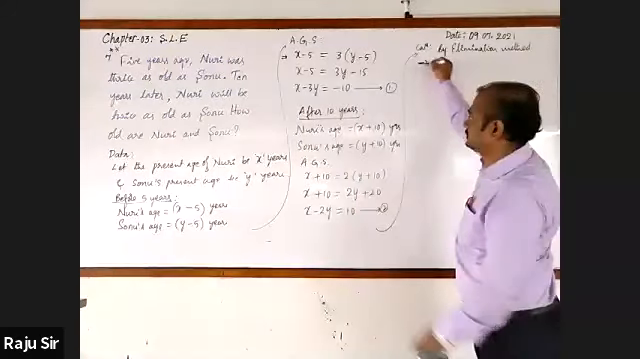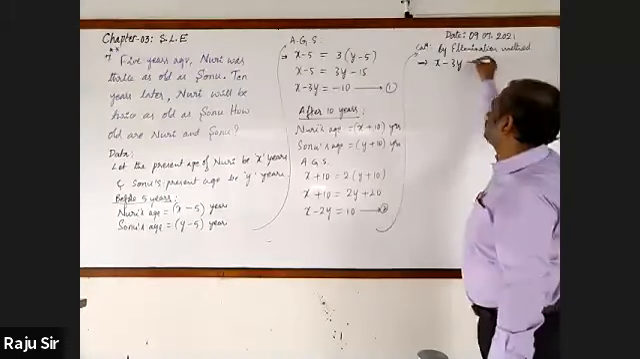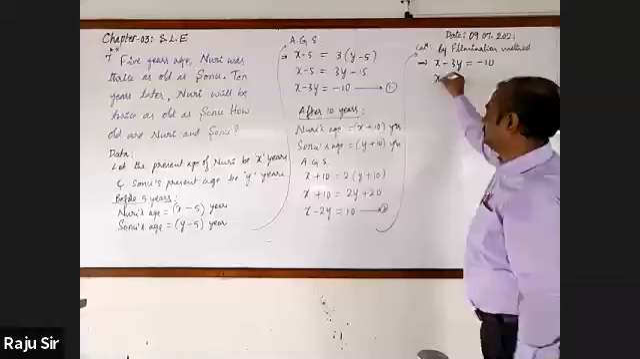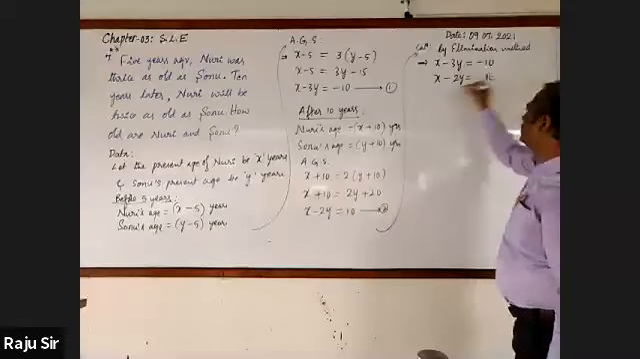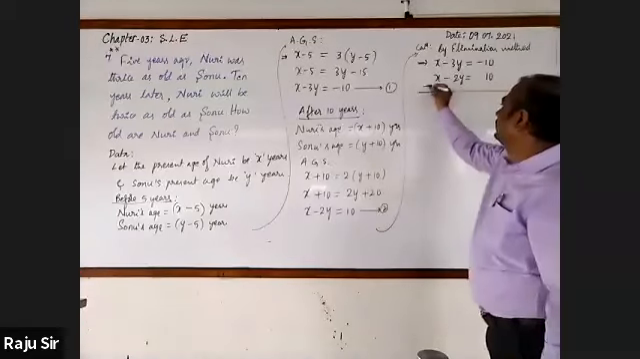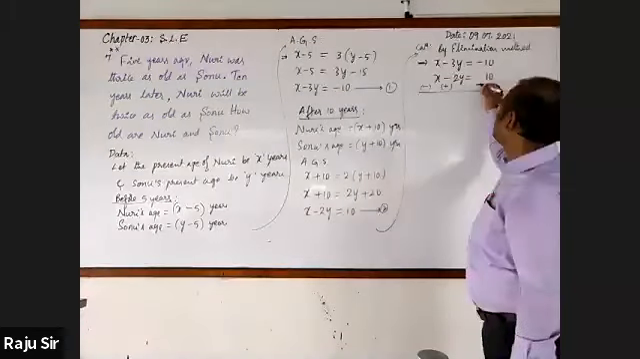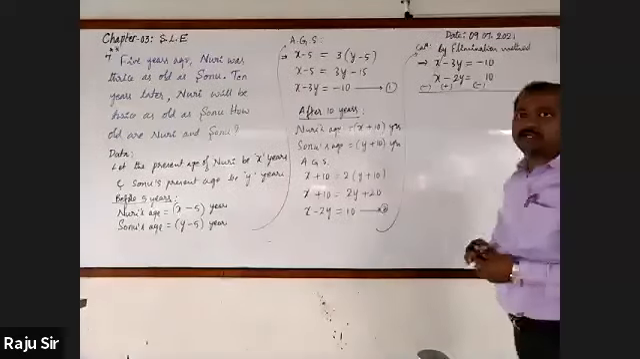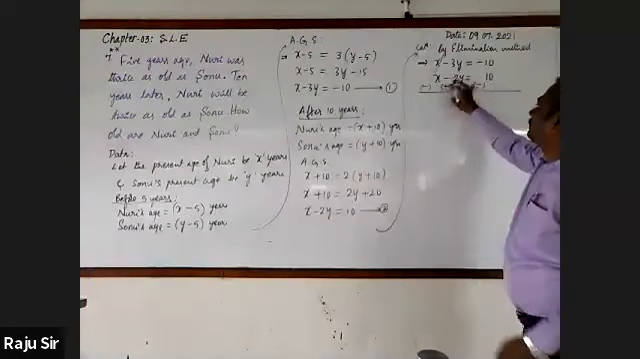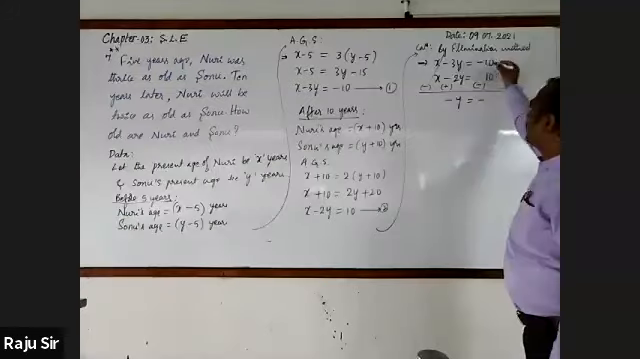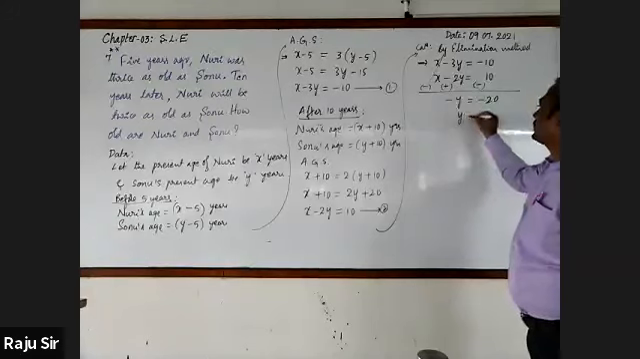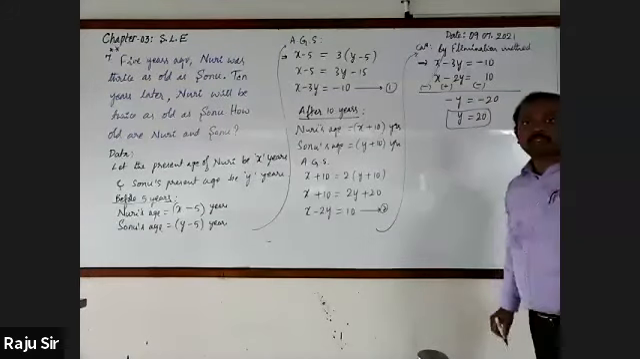First equation is x minus 3y, which is equal to minus 10. Then x minus 2y, which is equal to 10. Then go for changing the sign. Here minus, this is plus, and this is minus. Plus x minus x get cancelled. Minus 3y plus 2y is equal to minus y, and minus 10 minus 10 is minus 20. Y is equal to 20. Hope you got the same.